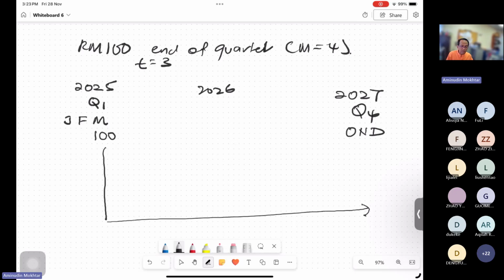That's why 2025, 2026, and 2027. Now, what happened to this first 100? If you save this 100 at the end of quarter one, and we assume the money continues in the bank from quarter one 2025 until quarter four of 2027. So in total, we have 12 quarters.